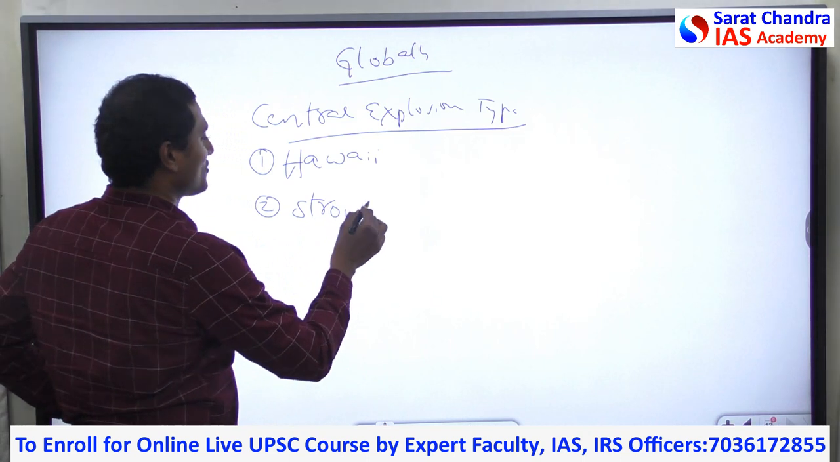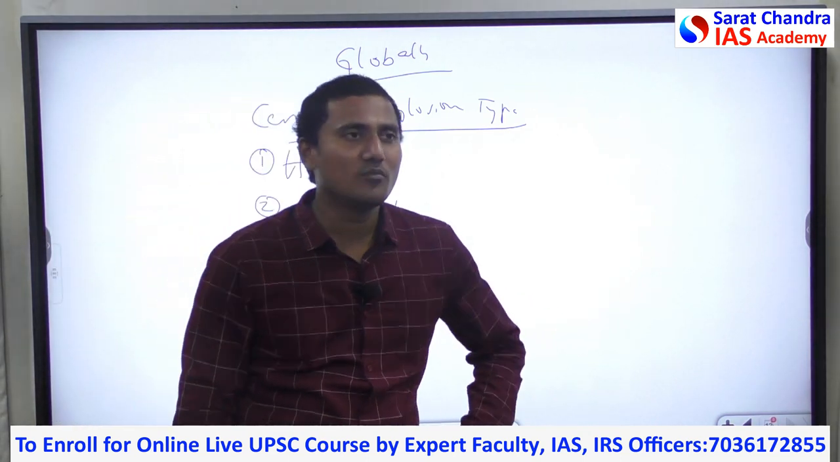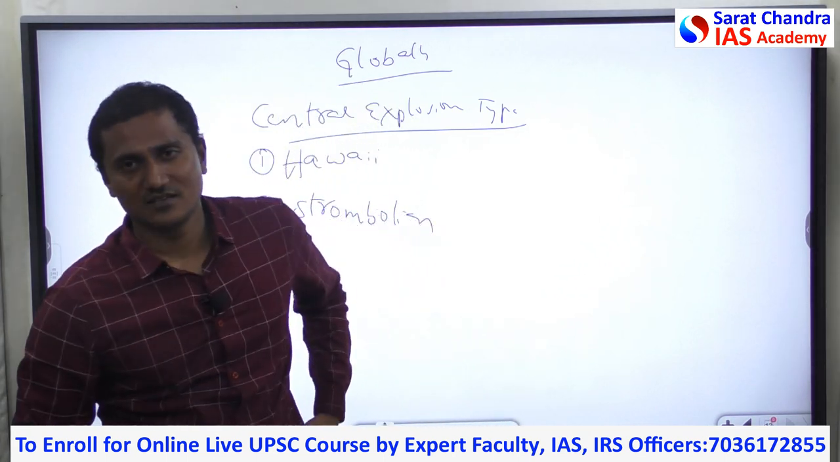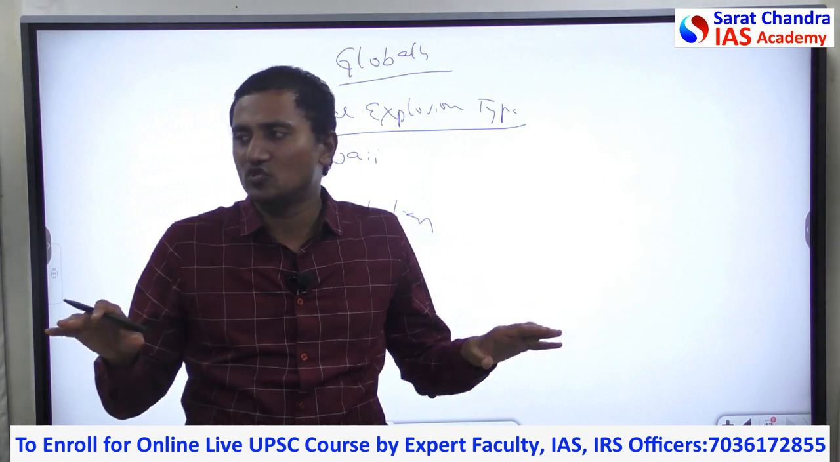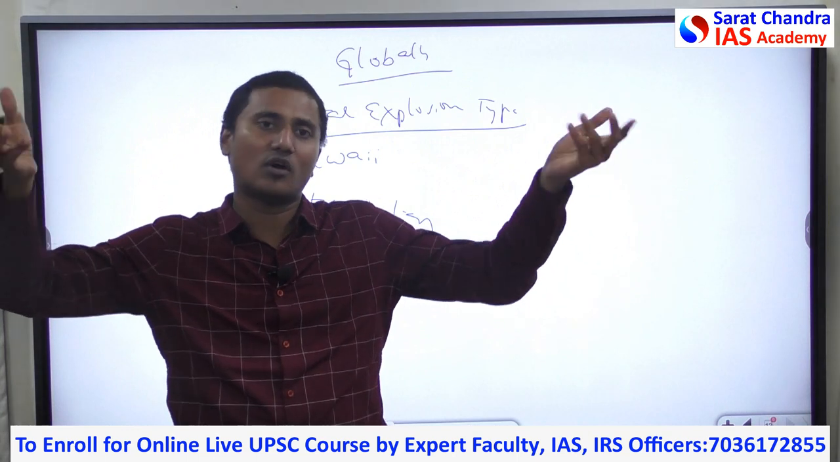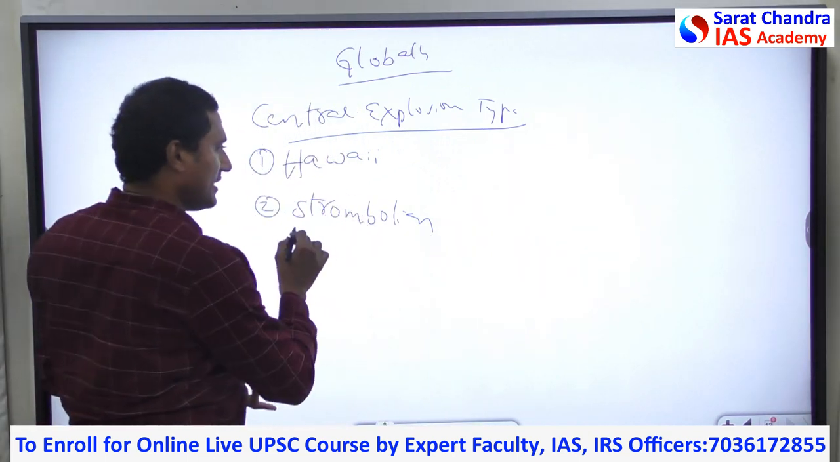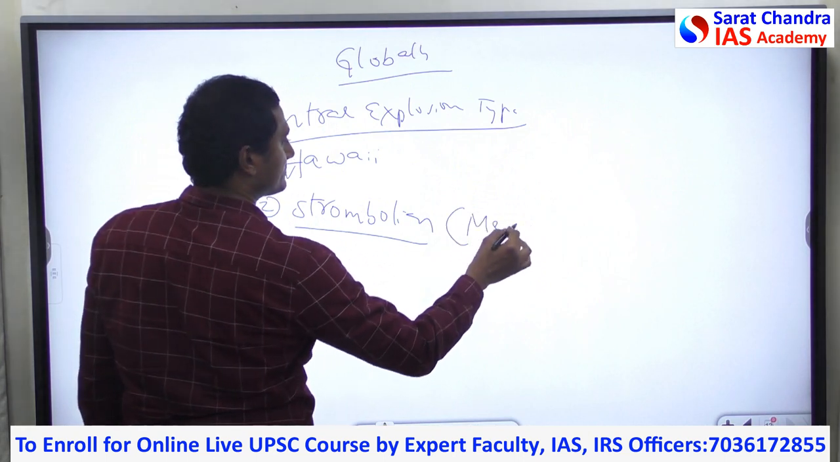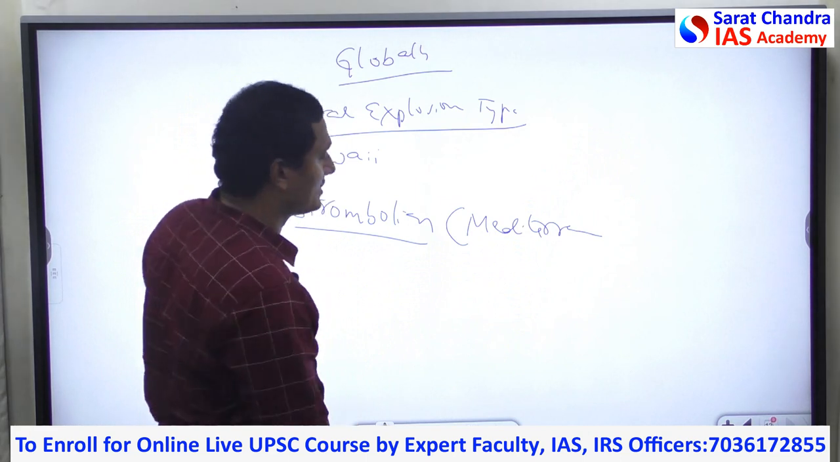Then, Strombolian type. Actually, friends, I told you, Stromboli is in the Mediterranean Sea, Lipari Island. That is moderately explosive. So, in the world, anywhere moderately explosive occurs, it is called Strombolian. But the name came from the Mediterranean Sea, from Stromboli volcano.